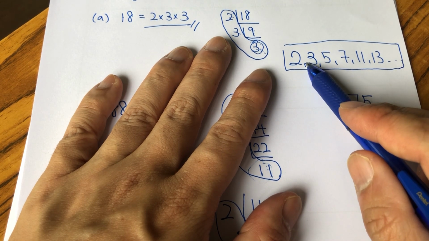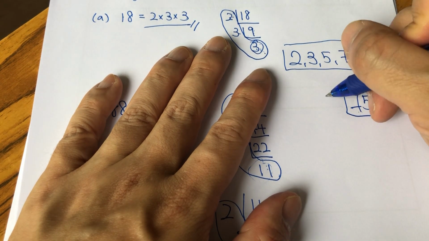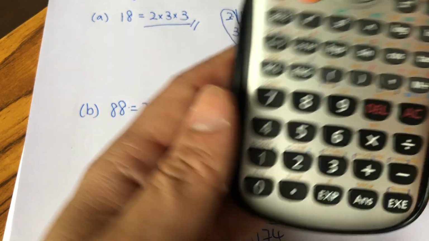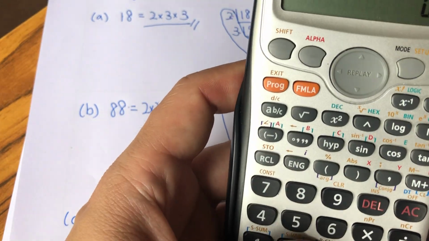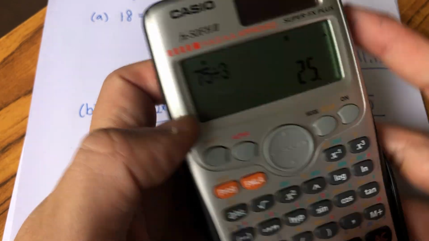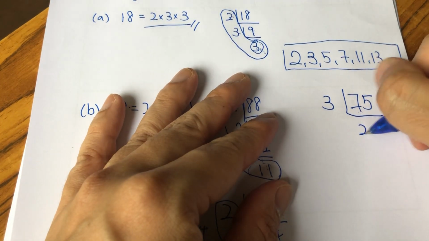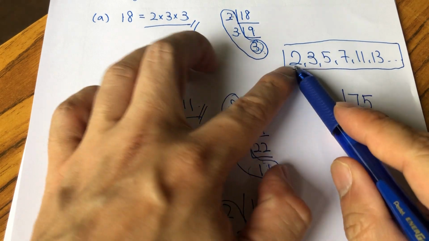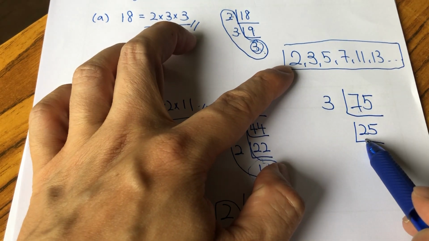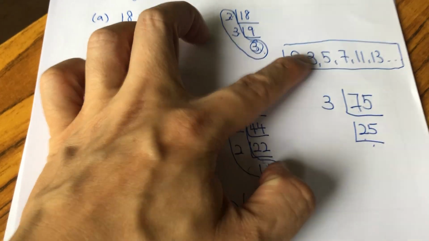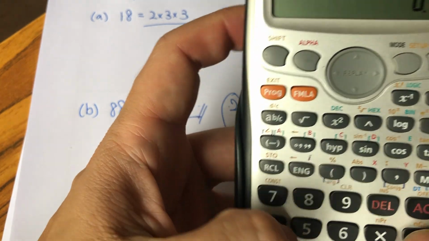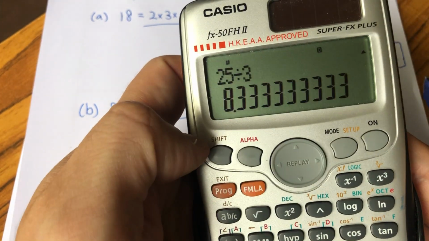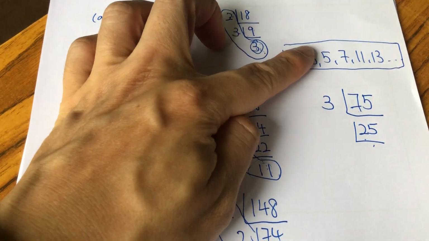What about 3? Can we use 3? You may try 3. 75 divided by 3. What is that? Oh, 25. So it becomes 25, and then you're going to continue. Can we use 2? No, 25 is an odd number. Cannot use 2. Can we use 3? Let's try 25 divided by 3. Oh, no, not nice. 3 cannot.